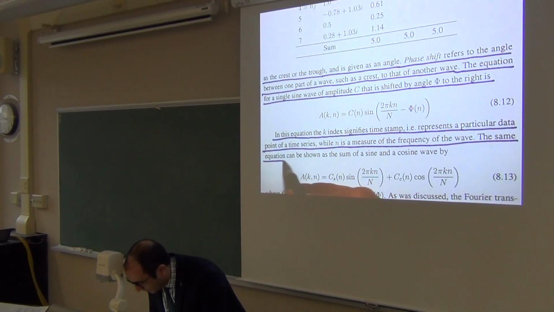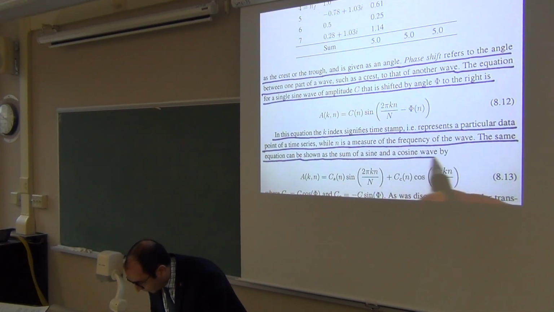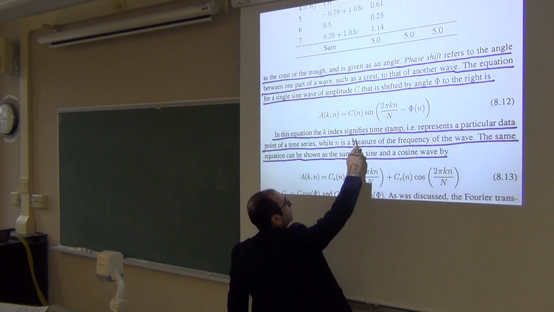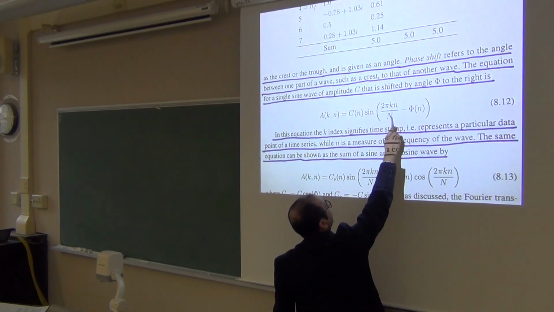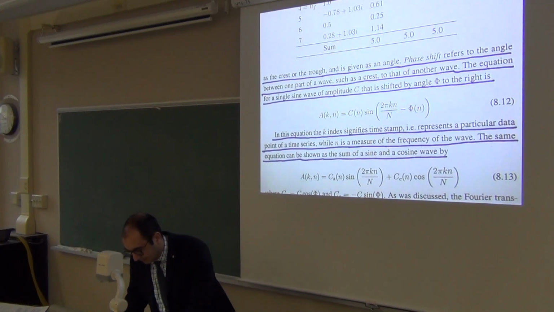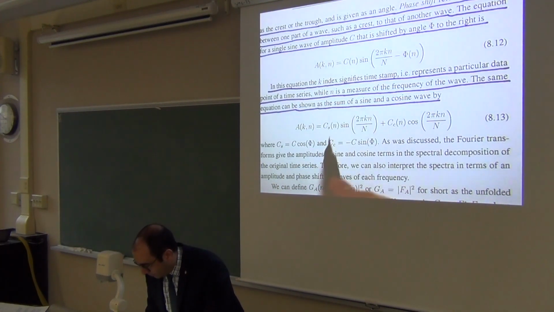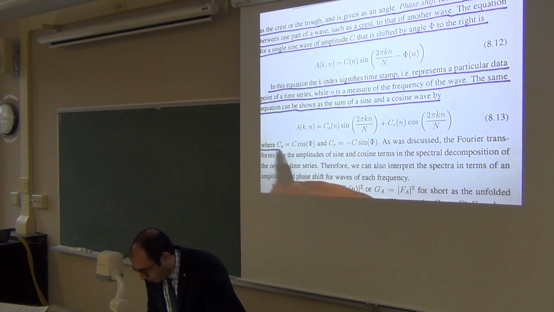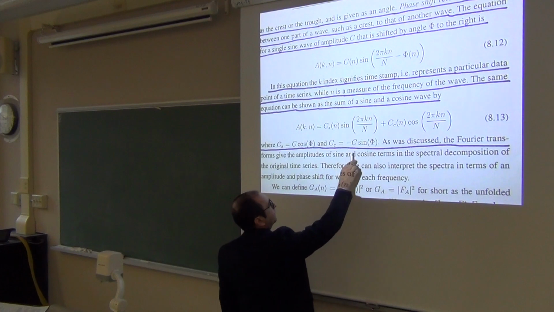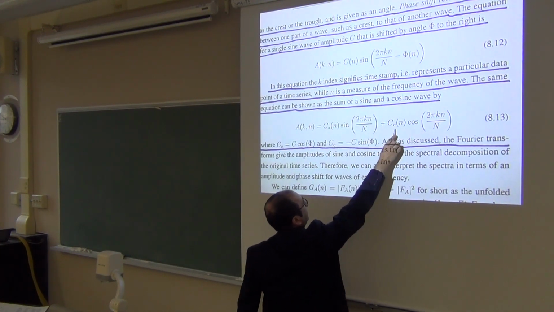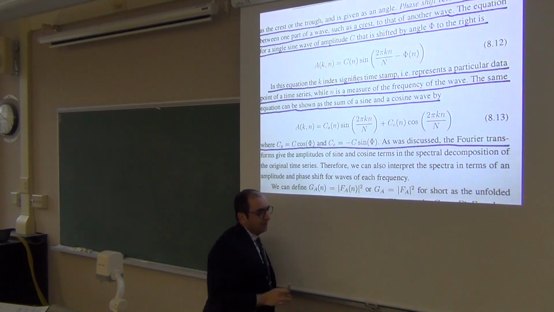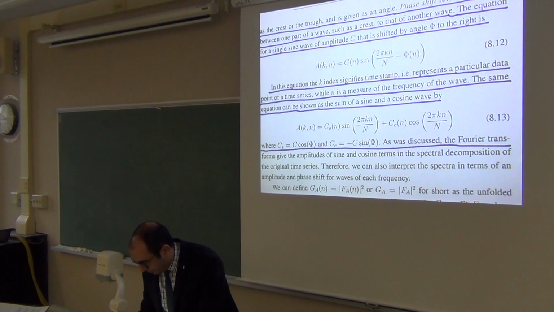The same equation can be shown as the sum of the sine and cosine waves. Why? Because using trigonometric identities, you can break this sine of a sum of two angles into a bunch of sines and cosines. If you do that, then new amplitudes come up. The amplitude for the cosine part is now a function of phase shift. So is the amplitude of the sine part. The amplitude is no longer the same amplitude, but it's being changed by cosines and sines of the phase shift.